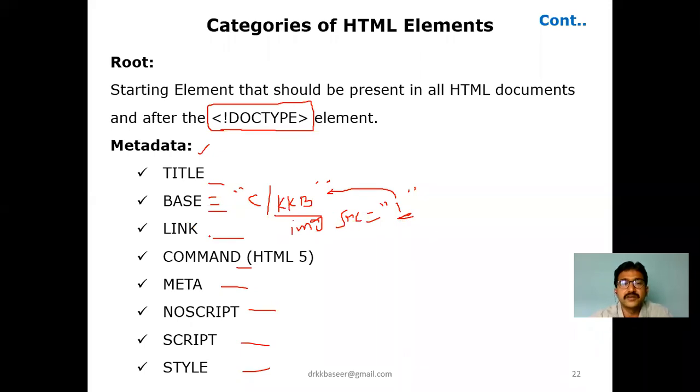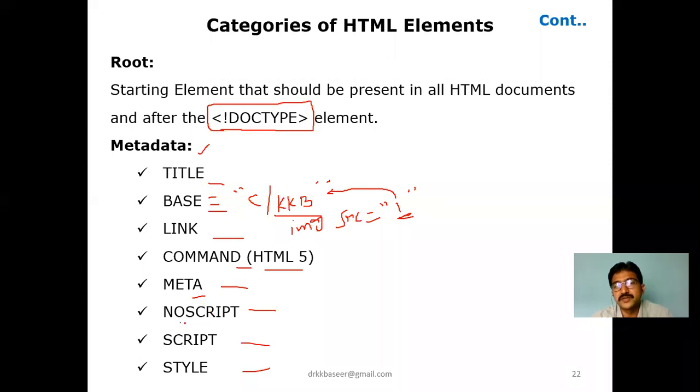Link is nothing but linking one document to another. Command is a new element in HTML5, which is not there in HTML4. We will see the example in the metadata practical. Meta means data about data. How does it look? In mobile, the data will be seen in one view. If you see it on a laptop, it will be a different view. So data about the data is called meta.